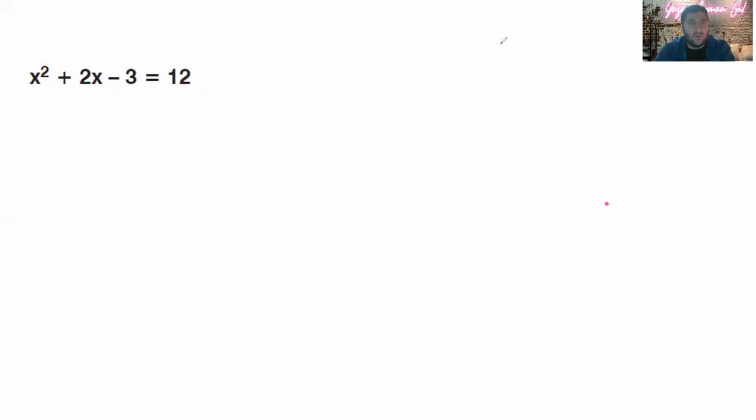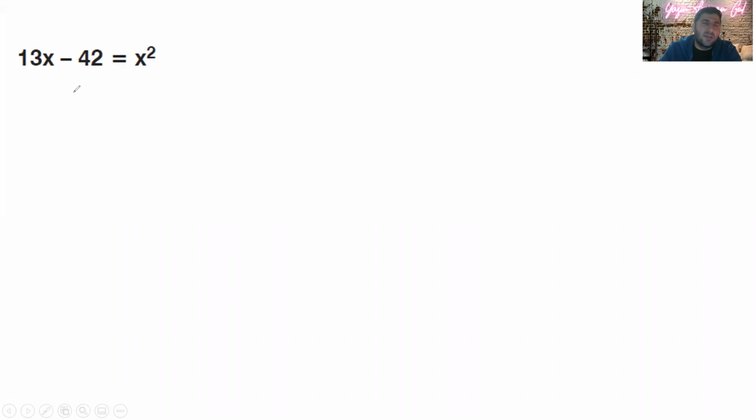Right, so the next question will be this one. Again, same thing. As you can see, it is not in standard form because x squared is on that side. Remember, we said the equation must be equal to 0. So I'm just going to take everything else, it doesn't matter, and move these values to that side of the equation.